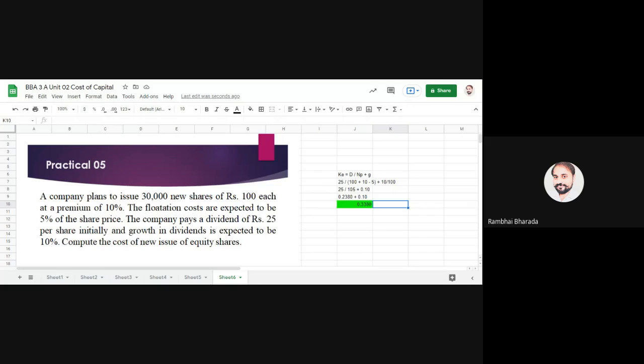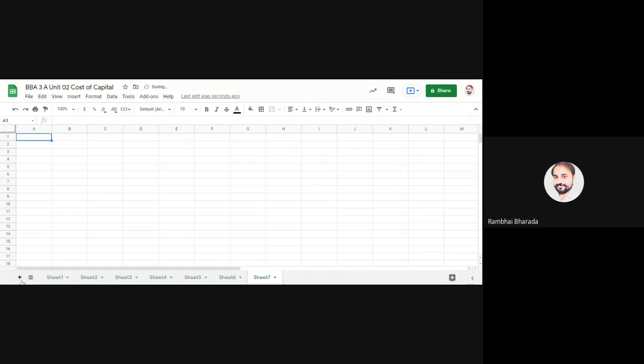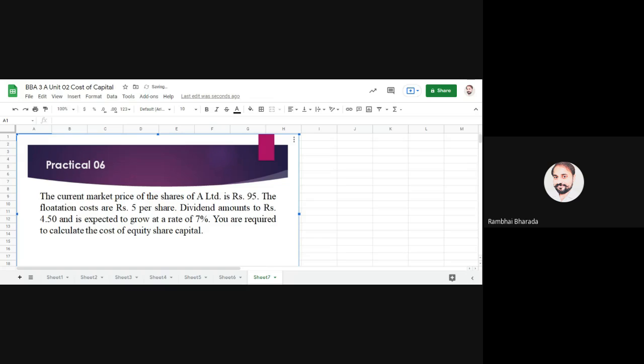And the last practical question for today, and then after that we are going to wind up the session. Now, I am not going to read this question. You need to read this question and tell me which formula is applicable. Read the question carefully and then tell me.